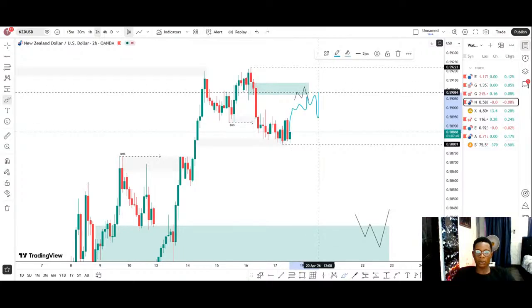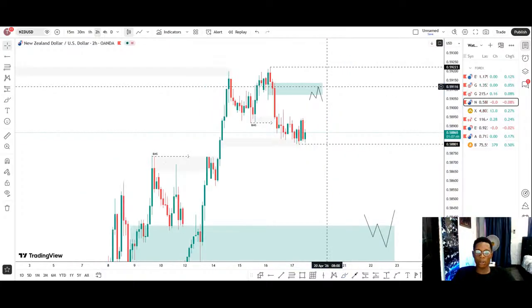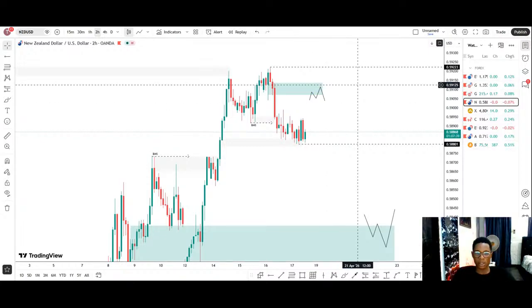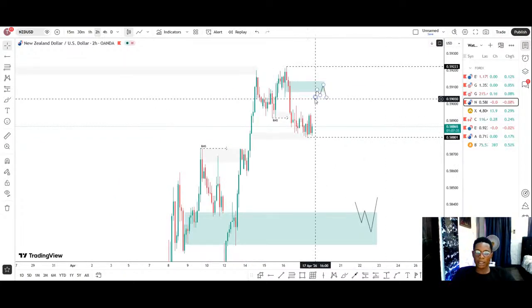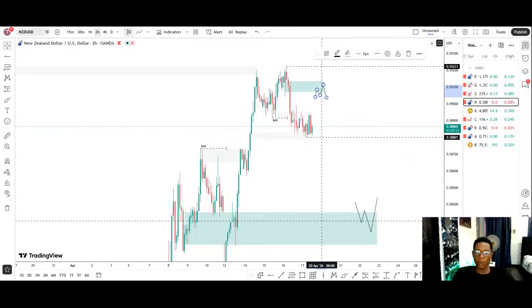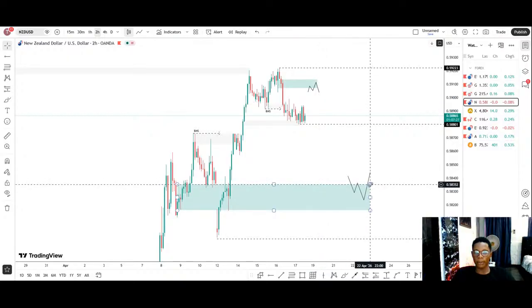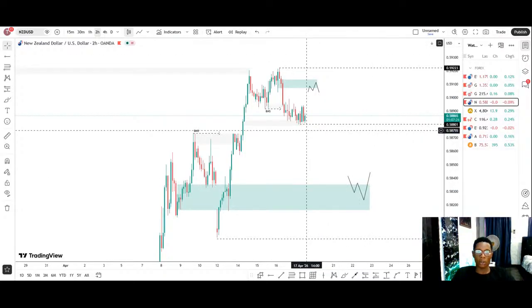Now, if the market delivers this, I will gladly short this market to the downside, because once we have that lower time frame confirmation, this signifies that the sellers are looking to take over the market again, lower back to this demand level. We still have to wait for the same thing, lower time frame confirmation, to take our long opportunity on NZD USD.